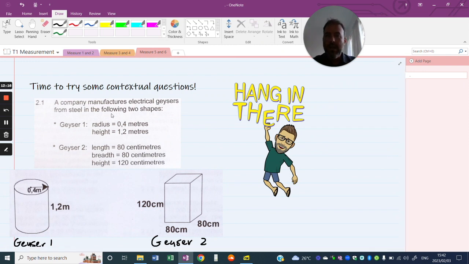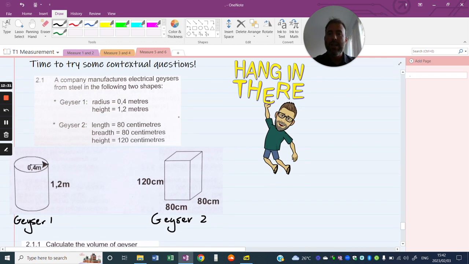All right, so here is the context. There is a story here about a company that manufactures electrical geysers. Geysers are those machines that heat your water. These geysers are made from steel in the following two shapes. Geyser 1, here on the left, is a cylinder, and geyser 2, here on the right, is a rectangular prism. Just remember, if they're going to ask you to calculate volume or capacity, they have to give you the formulas. Let's see what formulas they give us.